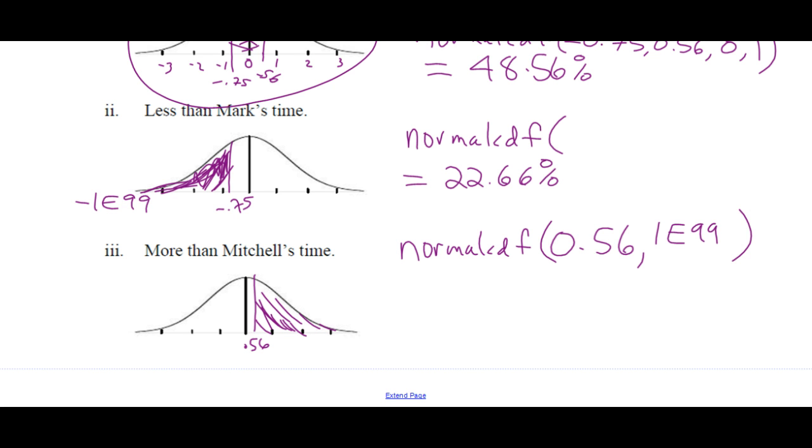So if we're going between two given values, then we use them. If there are z-scores, they have to be z-scores, so you just go negative 0.75 comma 0.56. Or we could be going below, then our low value is negative 1E99. Or we could be going above, then our high value is 1E99.